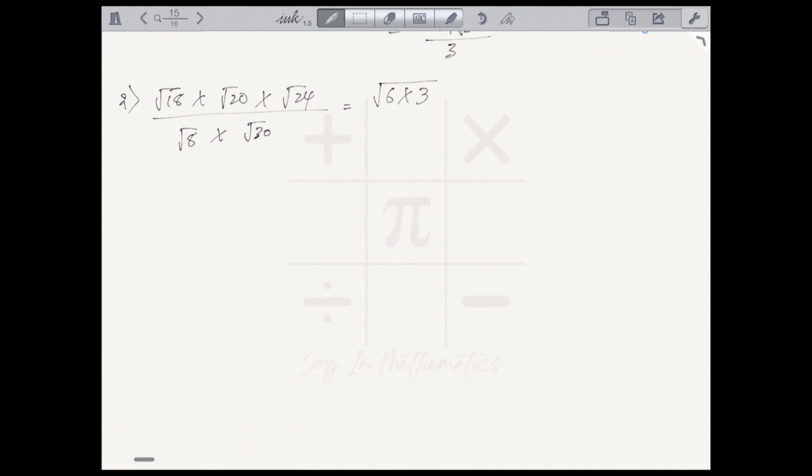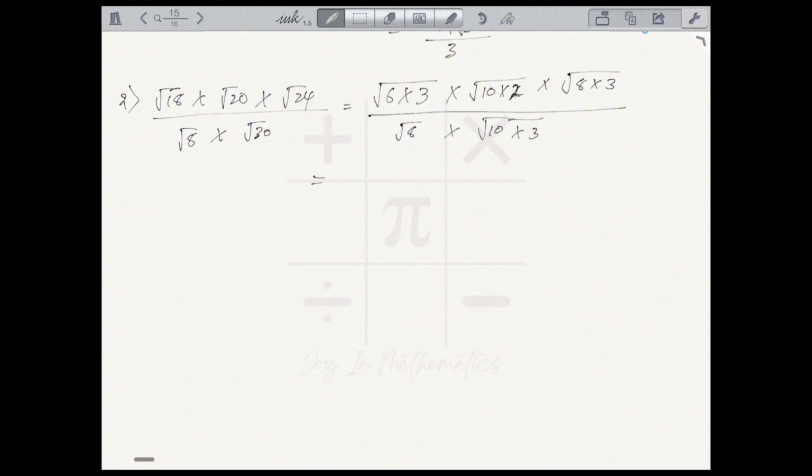20 can be written as 10 multiplied by 2. Root 24 can be written as, it depends on how you picture the solution in your mind. So this is just where I pictured the solution in my head. So this will be root 8 multiplied by 3, and root 8 will still remain root 8. Root 30 in this case now will be root 10 multiplied by 3.